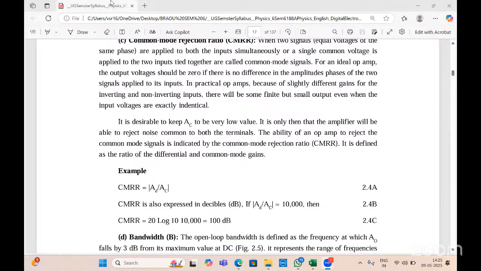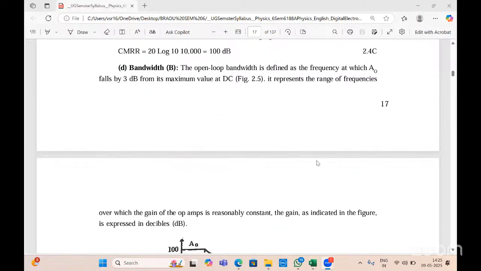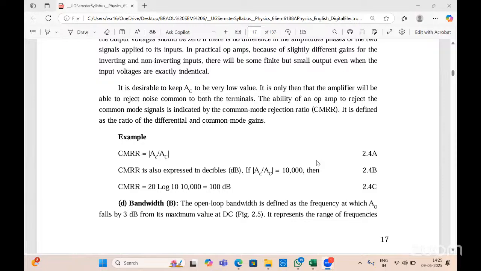So the thing is that here it is defined as the ratio of the differential and common mode gains. So you can go for the examples here, CMRR, AD by AC, the ratio of these two. In decibels it is also 100 decibels.